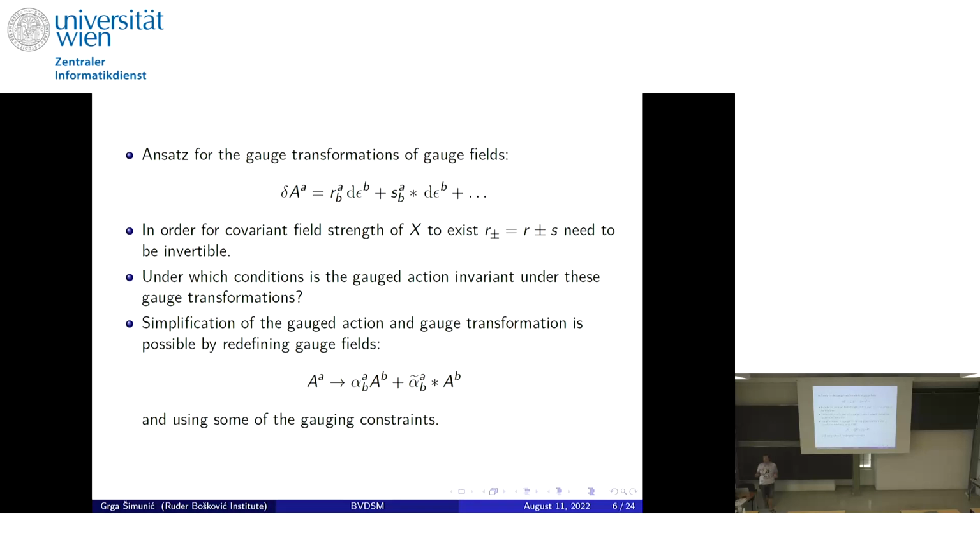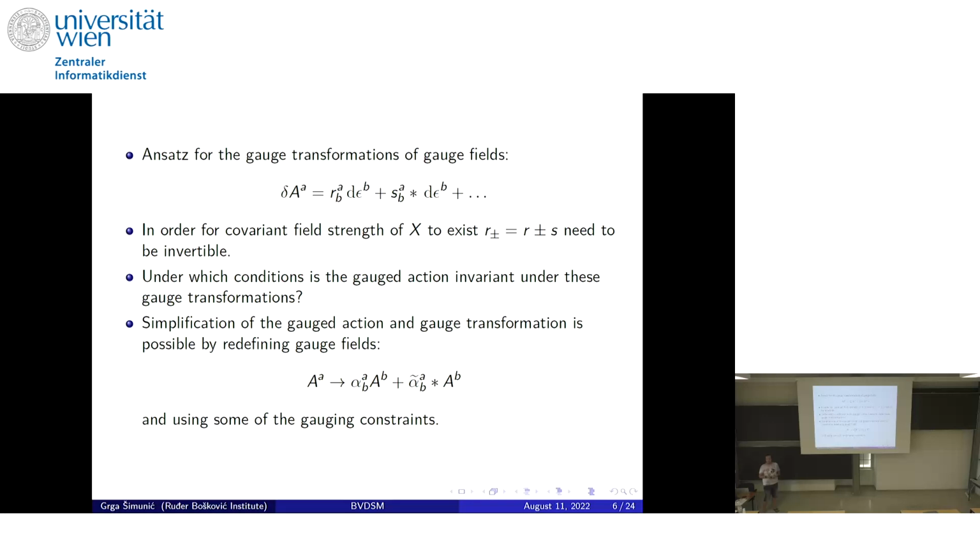We take the gauge transformations that I have written for X and for A, plug them into the action and see what conditions have to be satisfied in order for the action to be gauge invariant. And we get a bunch of equations that I have not listed here. But what is interesting is that there are some redundancies in this description. One thing that we can do is make a redefinition of the gauge fields of this form. So if A becomes some new field of the form alpha A plus alpha tilde Hodge of A, then it is possible to simplify both the gauge transformation of the gauge fields and the action.